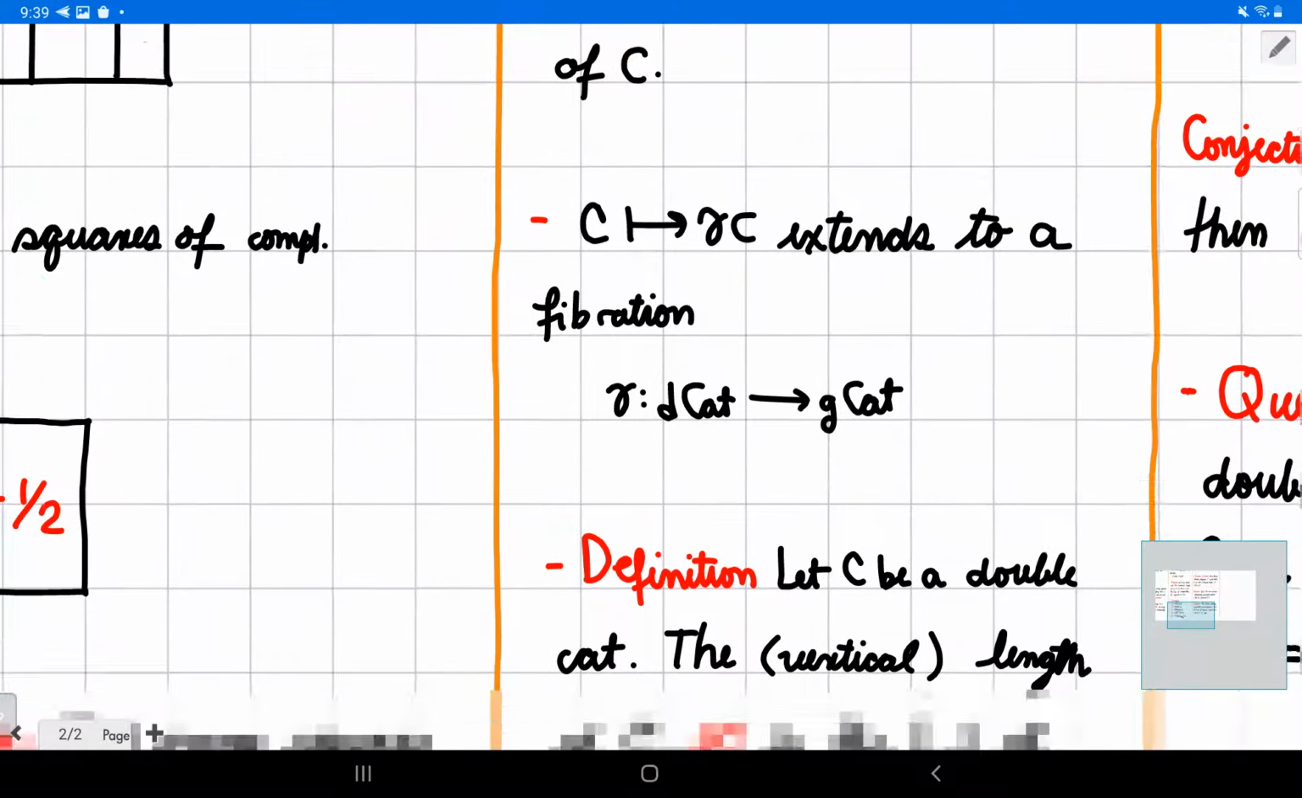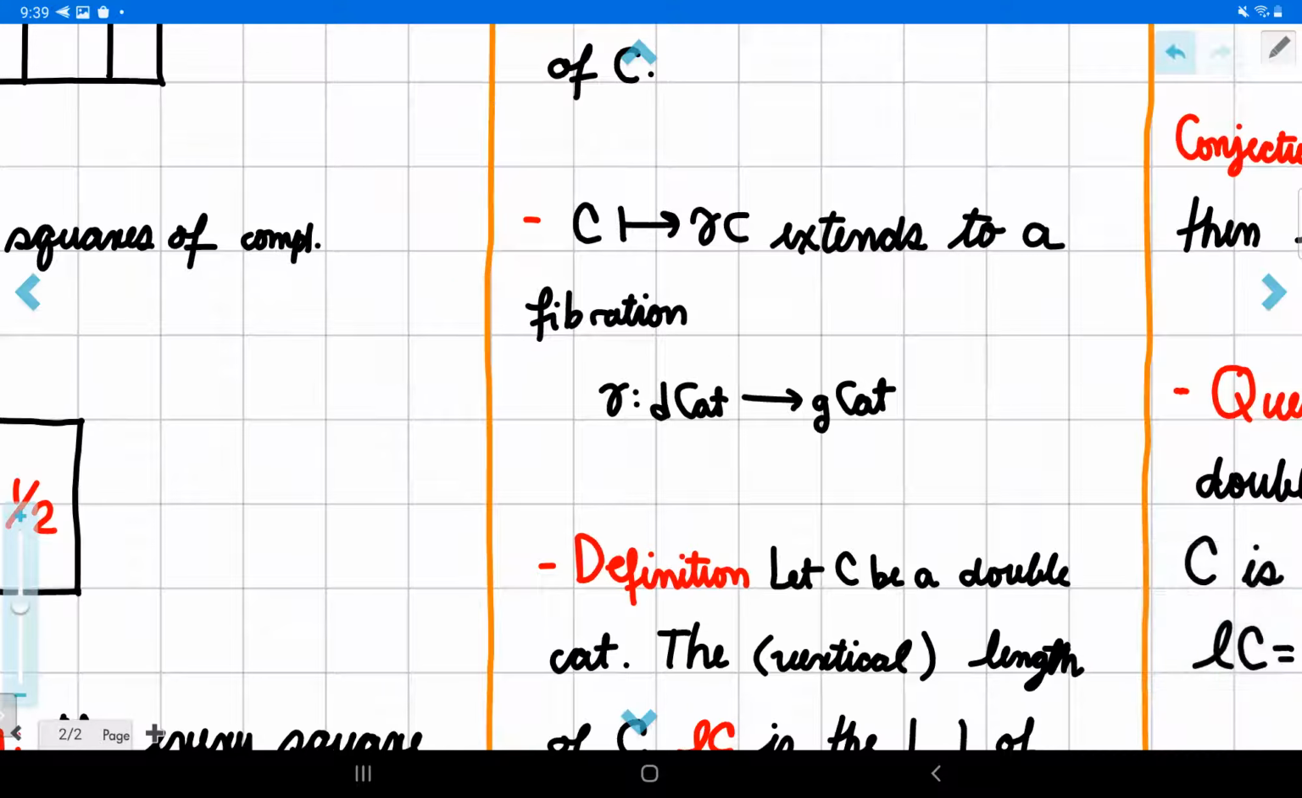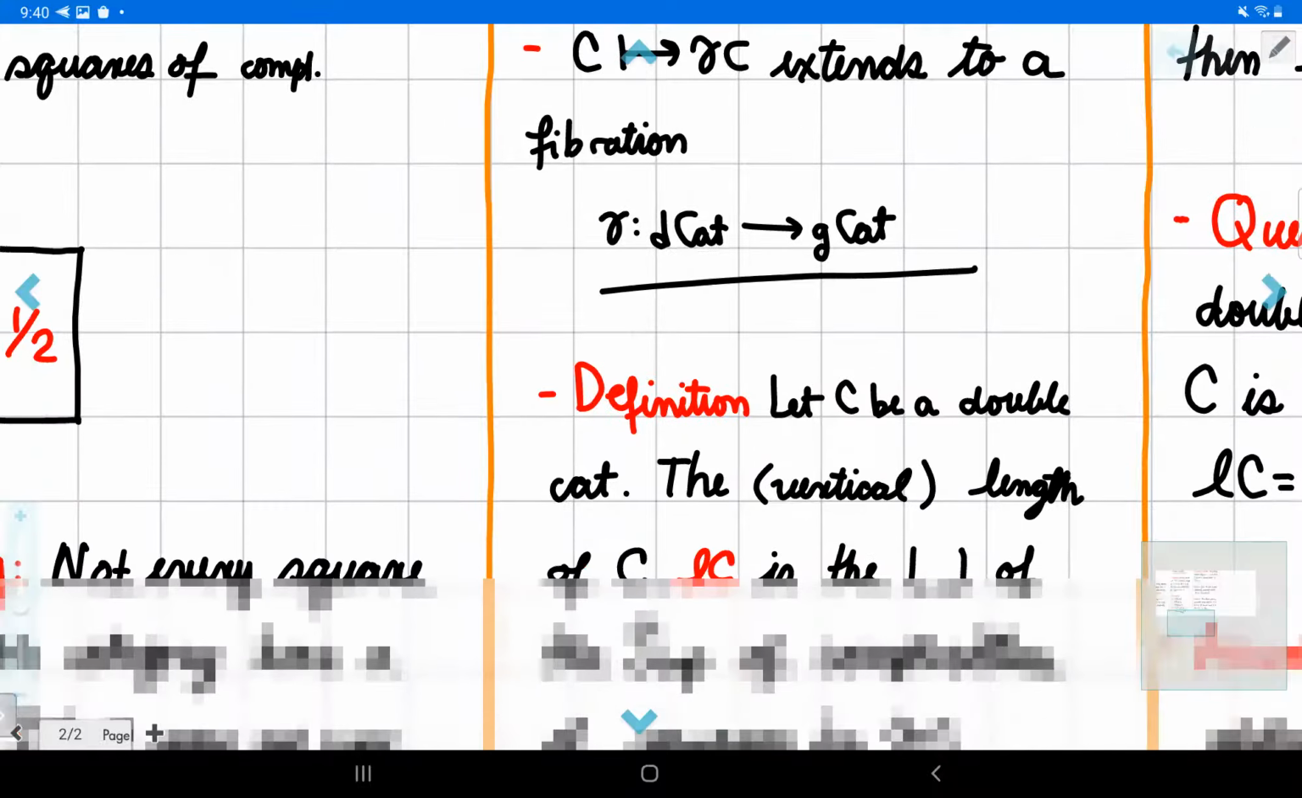Now, why do we care about this globularly generated piece? Well, we have this complexity for some squares, for globularly generated squares of a double category. If we have a general double category, then we can't pick a square and compute its complexity, but we can compute its globularly generated piece, which here is the base of a Grothendieck fibration. And then in that base, we can actually pick any square and we can compute its complexity.